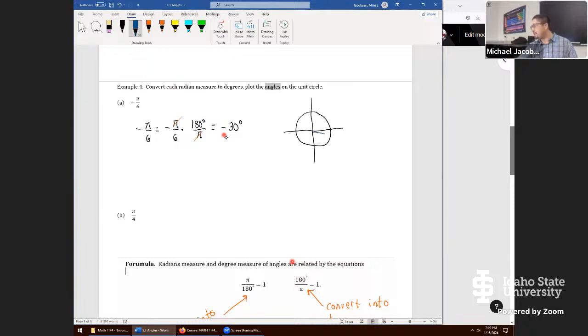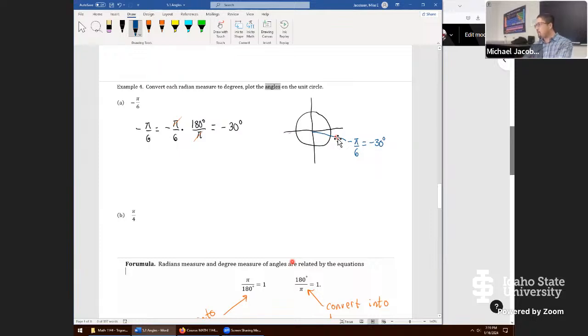Now, if you make it go about like this, to my eye, that looks about like 30 degrees off the x-axis. So here is negative pi over 6, which is equal to negative 30 degrees. What we did, folks, that's our first plot of an angle.